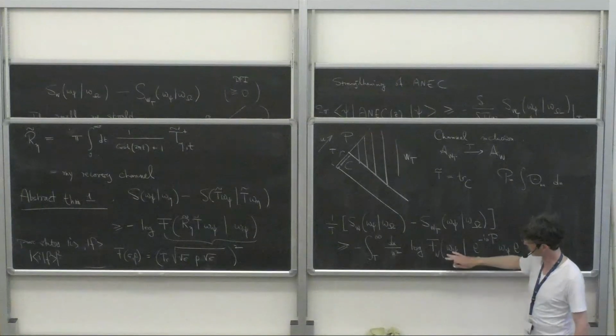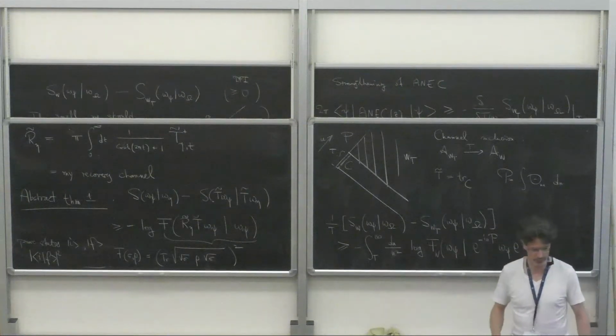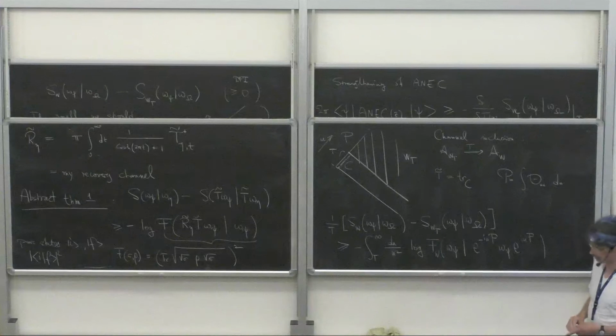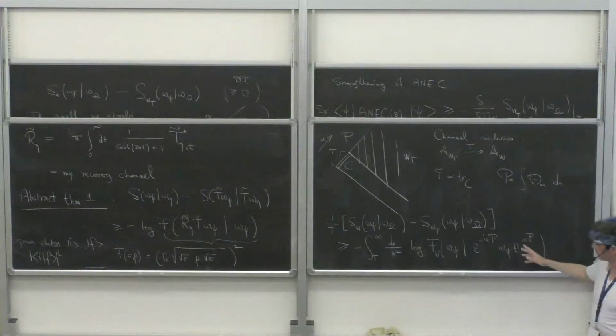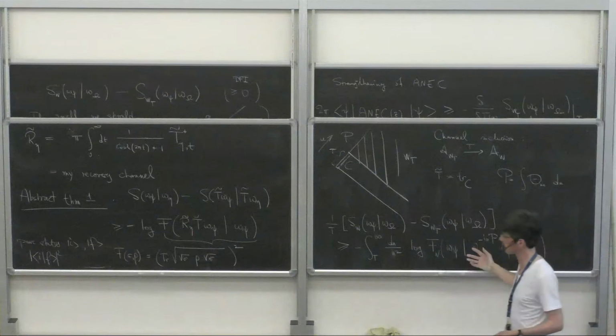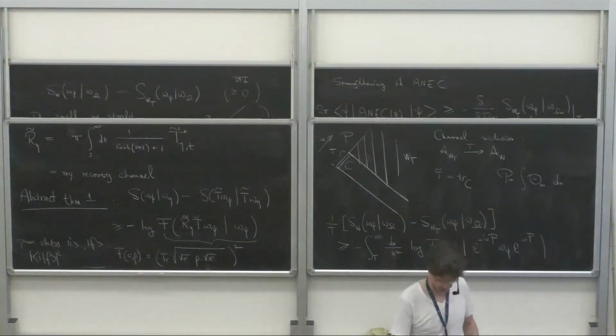rather, the person who tried very hard was Tom Faulkner, my collaborator on this paper, and Brian Swingle and others, and they didn't succeed. So I'm not exactly sure that this is equivalent to the QNEC, but it's in the same spirit, certainly. And maybe there's a better lower bound such that it becomes equivalent.